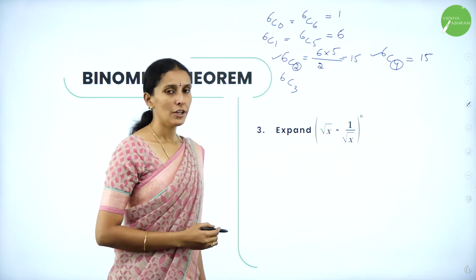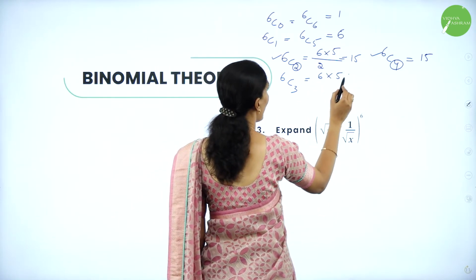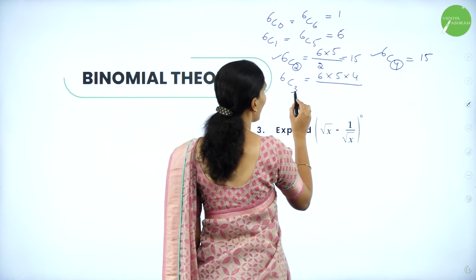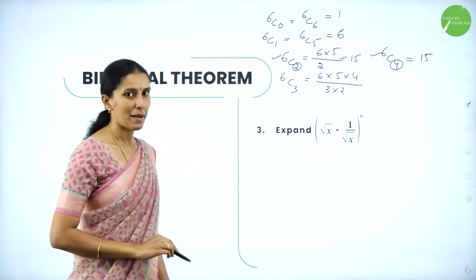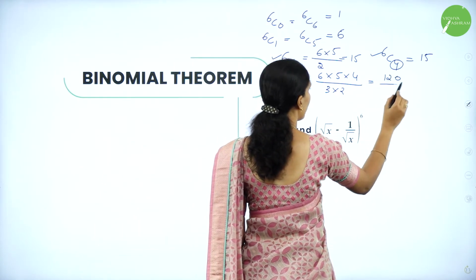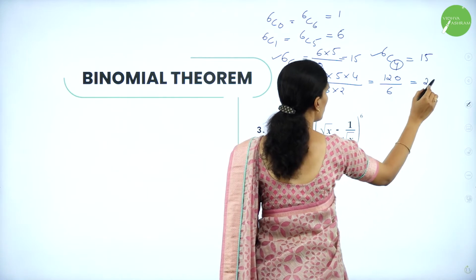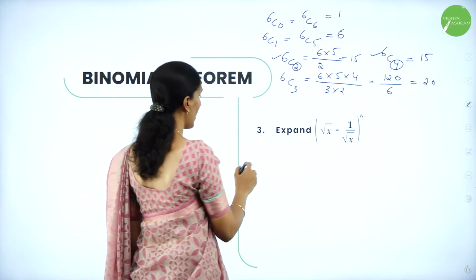So we will find the value of 6C3. This is equal to 6 into 5 into 4 divided by 3 factorial, which is nothing but 3 into 2 into 1, which is the same as 3 into 2. So it is 120 divided by 6, that is equal to 20. So I am just replacing the coefficients directly there.